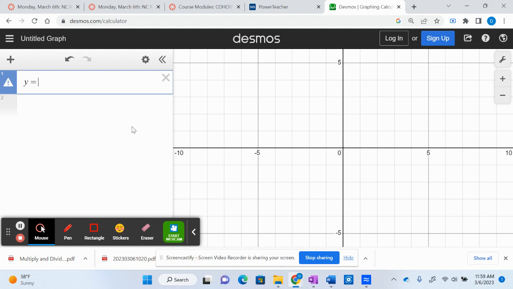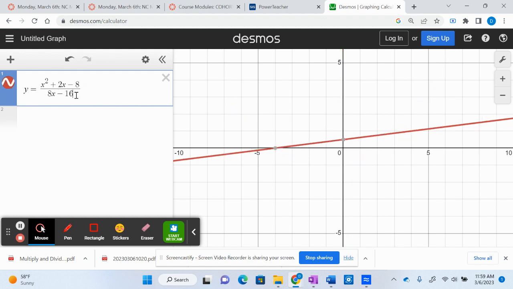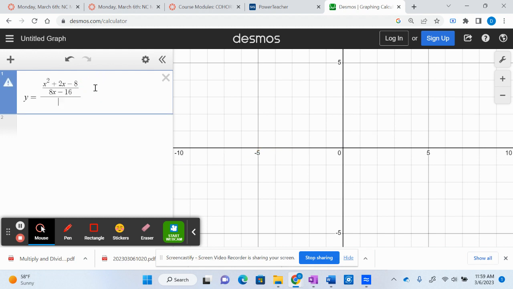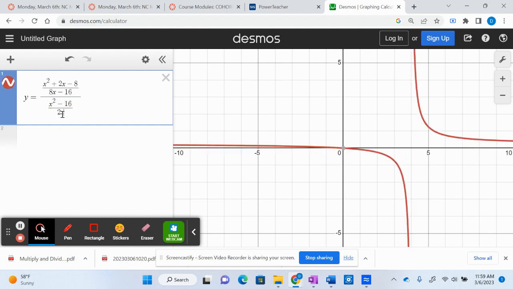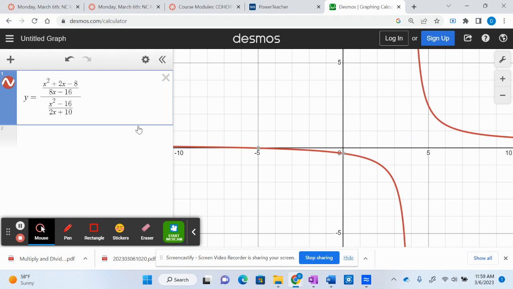Let's see. Y equals, we have a division problem. So my numerator was x squared plus 2x minus 8. And my denominator was 8x minus 16. And then this whole thing is going to get divided by x squared minus 16, which is divided by 2x plus 10. So I want to show you what happened.